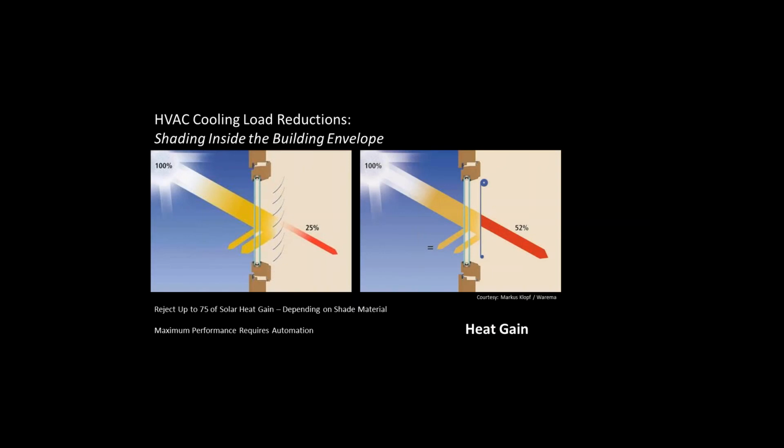The other reason we need to simulate blinds in our model is heat gain. Shading inside the building envelope reduces HVAC cooling loads, and depending on shade material, the shadings reject up to 75% of solar heat gain.